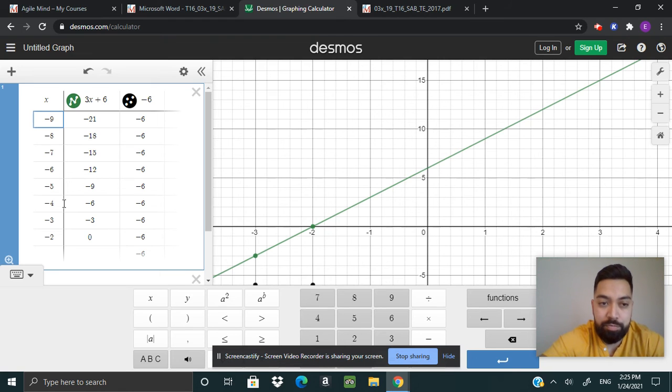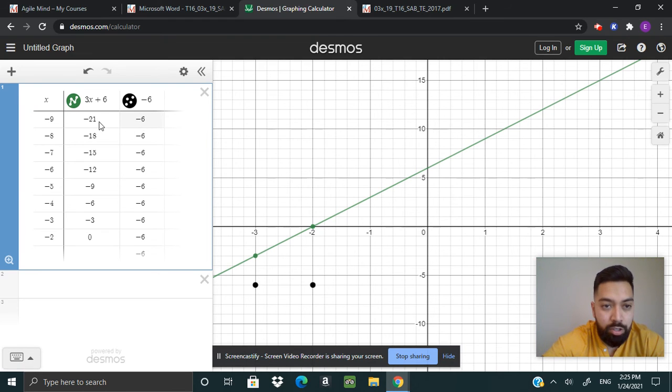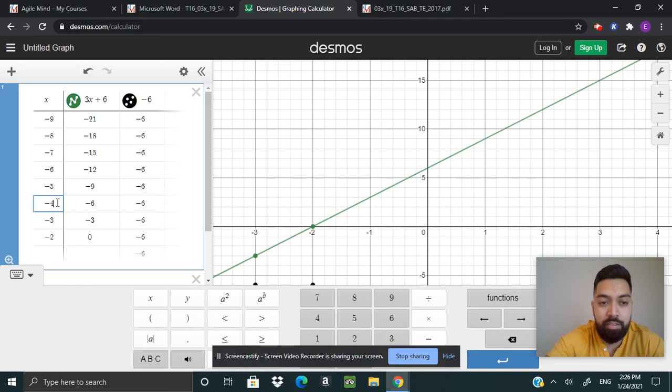Here's what you're looking for now. Negative 21 and 6. Those don't match. That's not my solution. Negative 18 and negative 6. Nope. Negative 15 and negative 6. Nope. And I'm looking for where these two columns match. And I see that right here. Negative 6 and negative 6. Now, where does that happen? What's the x value when these two equations are equal to each other? And so the x value that goes with those is negative 4. That's your solution right there.